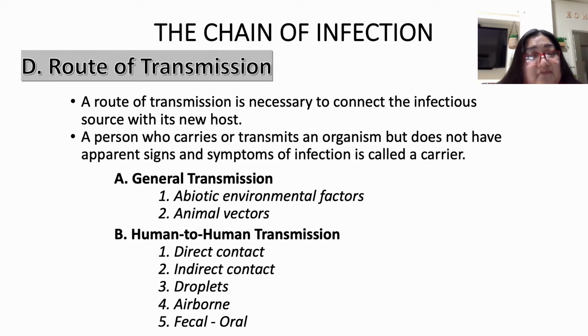We divide the routes of transmission into two main types. The general transmission via abiotic environmental factors and animal vectors, and second, the human-to-human transmission through direct contact, indirect contact, droplets, airborne, and fecal oral route.